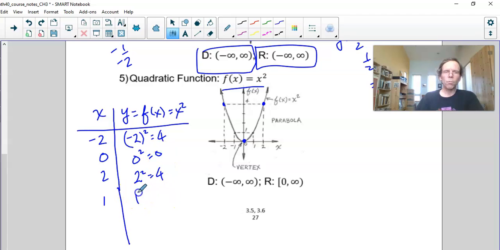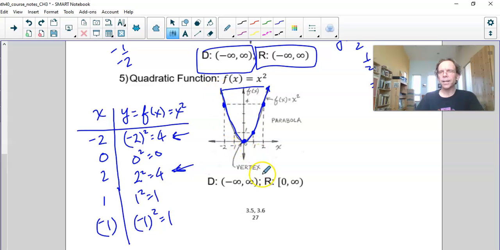If you put in 1, you get 1 squared, that's 1. And you put in -1, -1 squared is 1. And so I'm getting this point. There's (0, 0), (1, 1), (2, 4). Well, and (-2, 4). You can put in any x value you want, and you'll get points that land on this U shape, which has a special name. This graph is called a parabola.